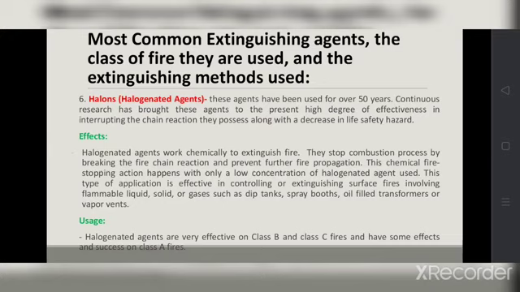Usage. Halogenated agents are very effective on Class B and Class C fires and have some effect and success on Class A fires. Halogenated agents or halons are also used on aircraft fires. So one of the effective extinguishing agents to be used on aircraft fires is halon. So if ever an aircraft is burning, one of the best extinguishing agents to use is halons.